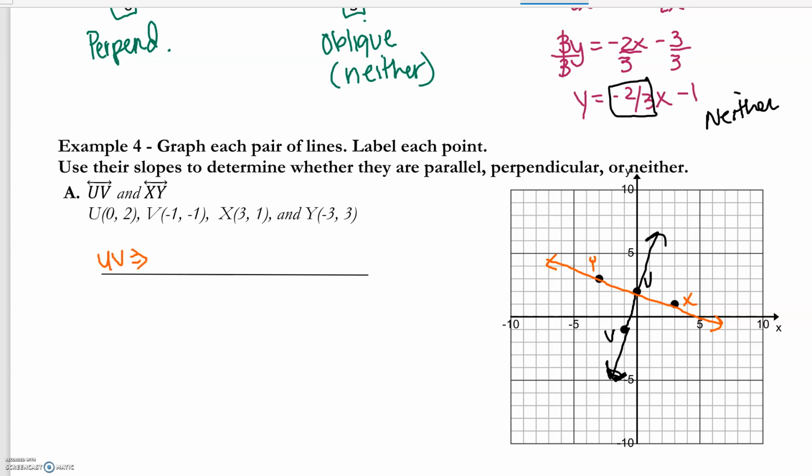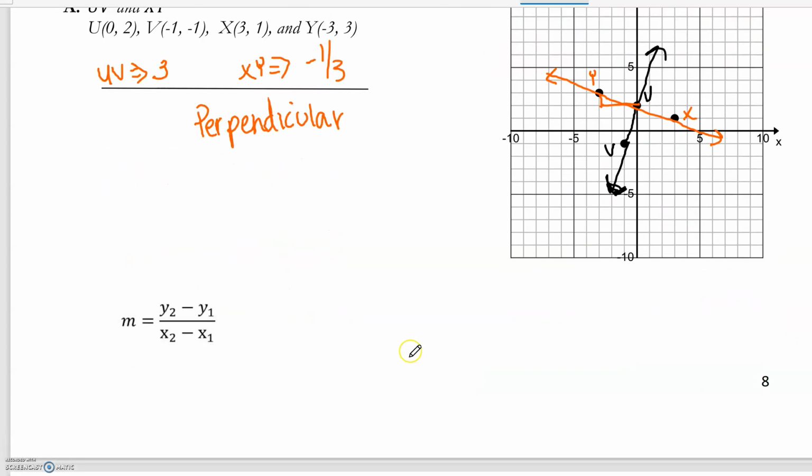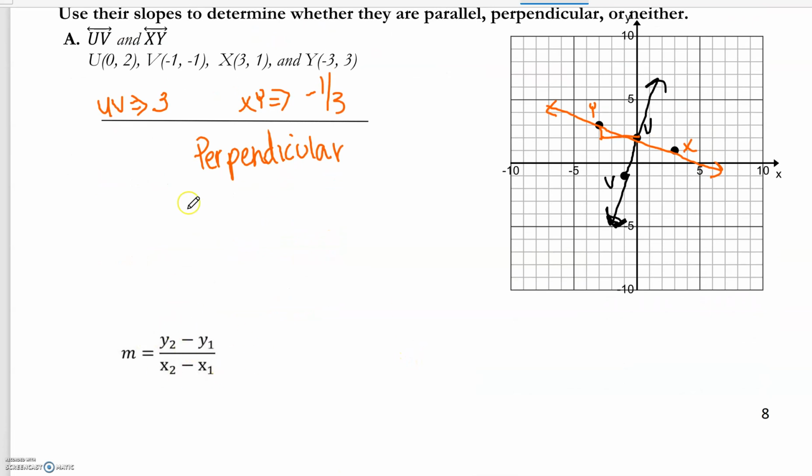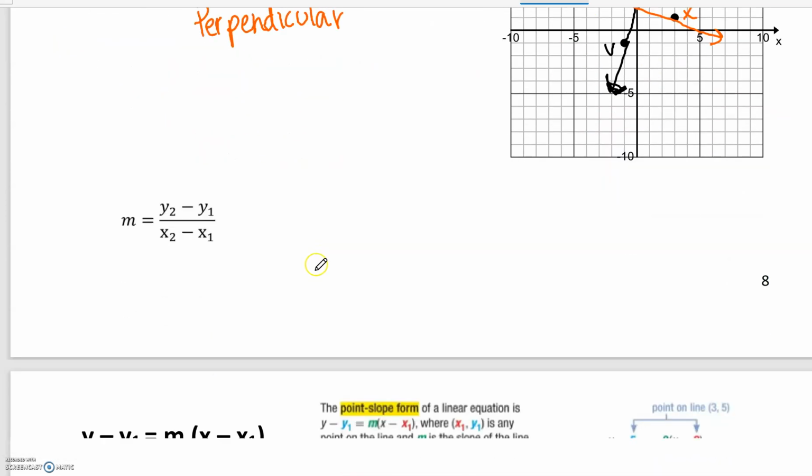So for UV, the slope is up 1, 2, 3 over 1. And then for XY, my slope is down 1 over 3. So these are perpendicular because I can see that my slopes are opposite reciprocals. You can go ahead and use the slope formula to calculate it, but it is kind of easier just to graph it and then count rise over run. But it's totally up to you. There's the reminder of that slope formula. If you didn't want to graph it, you could use that and find your slopes for each with that formula.